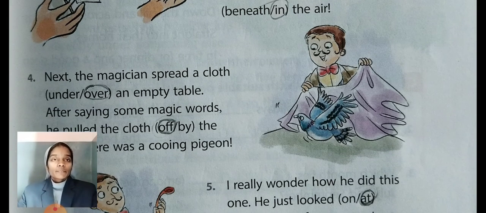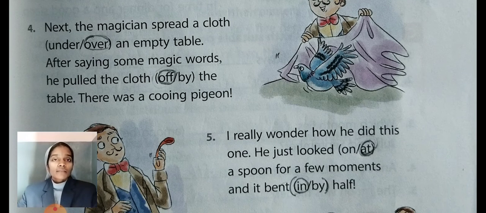Next, fourth one. The magician spread a cloth over an empty table. Which is the correct preposition? Over. After saying some magic words, what did he do? He pulled the cloth off the table. Which is the correct preposition? Off. There was a cooing pigeon. Please look at that picture. So which are the correct prepositions? Over and off.